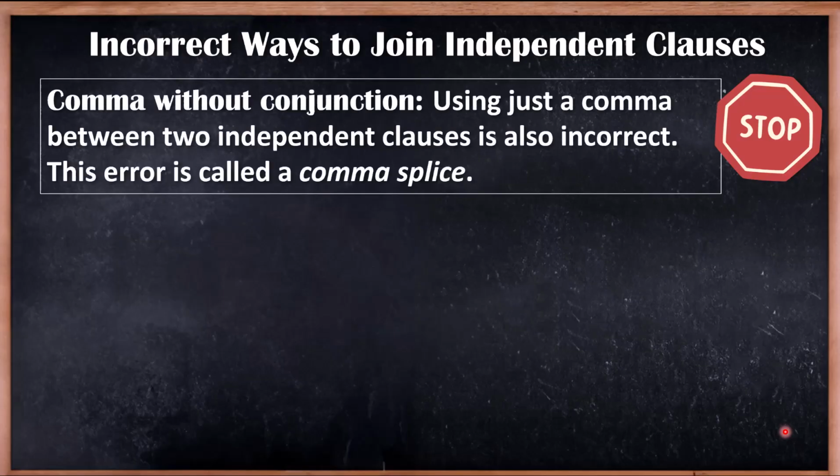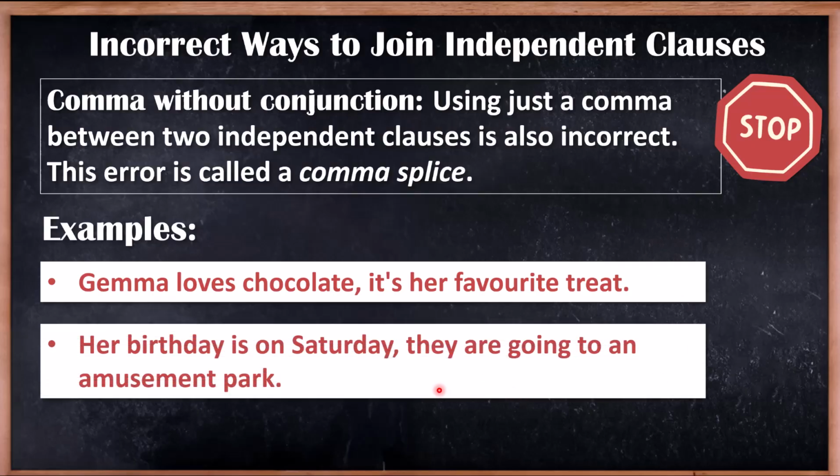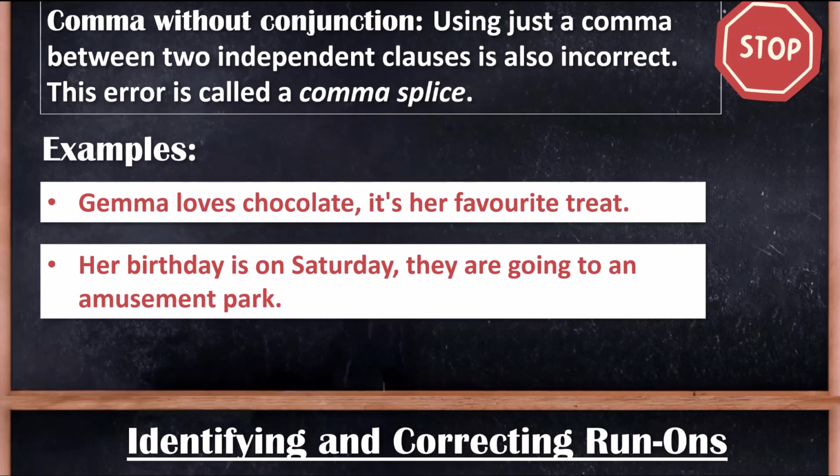Another incorrect way to join independent clauses is by using a comma without a conjunction, and this is a very common error. This error is called a comma splice. For example, Gemma loves chocolate, comma, it's her favorite treat. This is also incorrect. A comma is not strong enough to join independent clauses, and a comma splice is a type of run-on sentence. In this example as well, using a comma between these two independent clauses is incorrect. It's not strong enough. So how can we fix these run-on sentences?